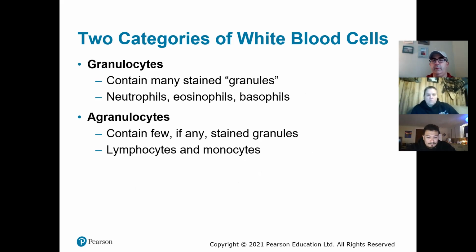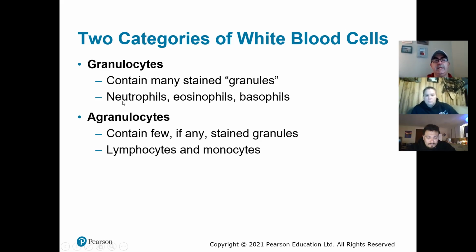If we look at all the white blood cells, we can group them into two big buckets, granulocytes and agranulocytes. It's just based on what they look like when you stain them and look at them under a microscope. Granulocytes have granules in them. Agranulocytes do not. That's the only difference between them. That's where the differentiation comes from, what they look like.